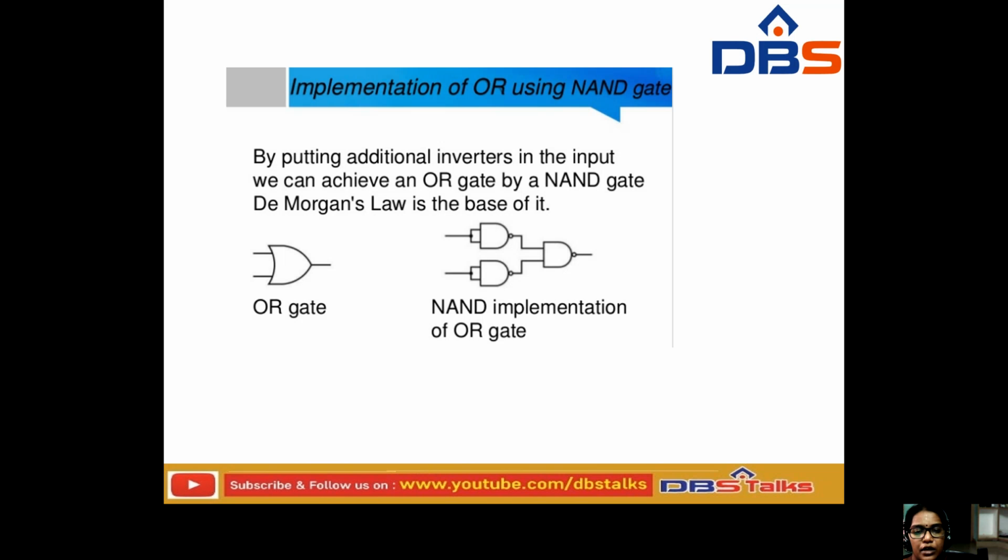Basically, the implementation is not a major task to achieve. If the gate is available, we can easily design the circuit. But in case it is not available, we do this type of application so that we can easily find the solution to that particular problem. By using De Morgan's law, on the basis of De Morgan's law itself, we have constructed this particular type of circuit.